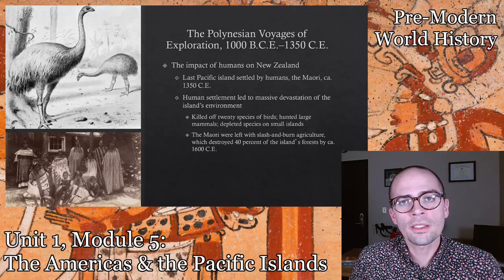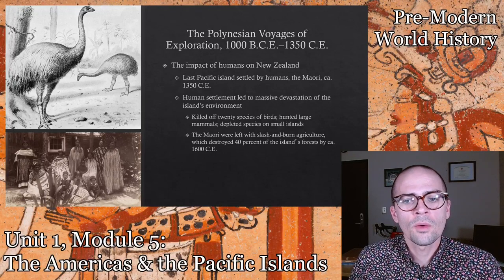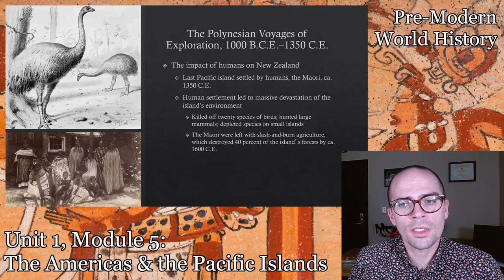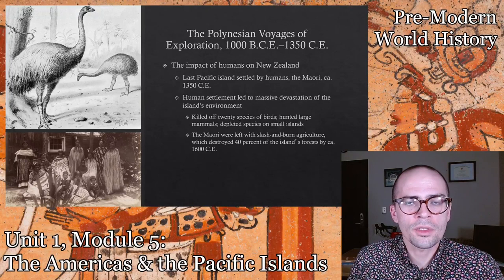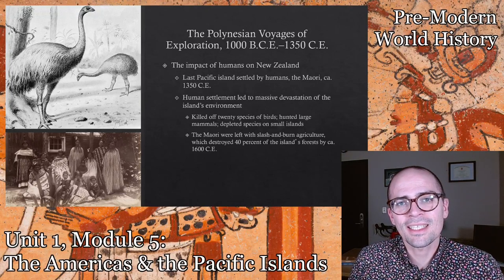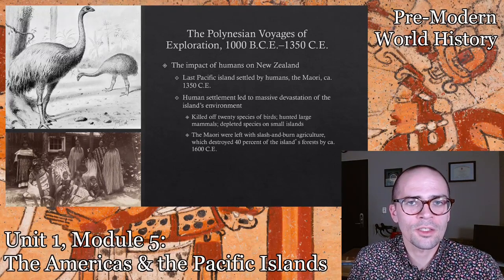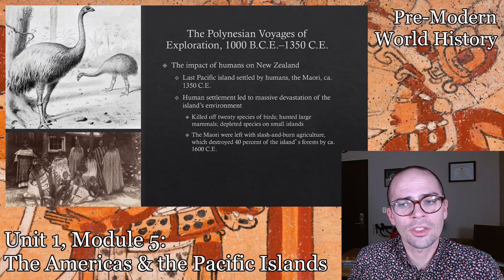So New Zealand is the last place humans arrive. We get there in about 1350, or those are the oldest artifacts we can find. Within about a century of the arrival of the Maori people on New Zealand, they had managed to wipe out about 20 different species of birds. One of these birds, the giant moa bird, they would have had to have killed about 160,000 of them. This is a species that sometimes stands over 10 feet tall. It's an enormous and apparently very delicious bird.